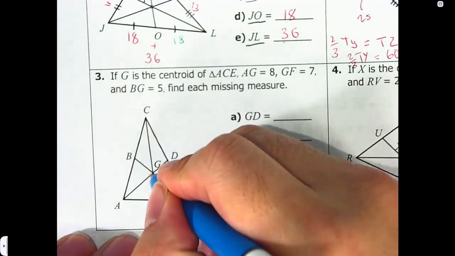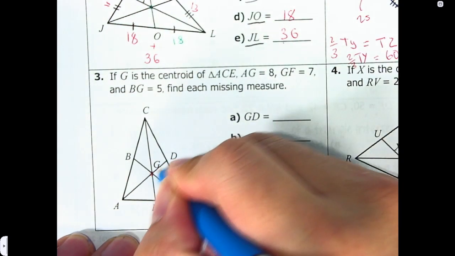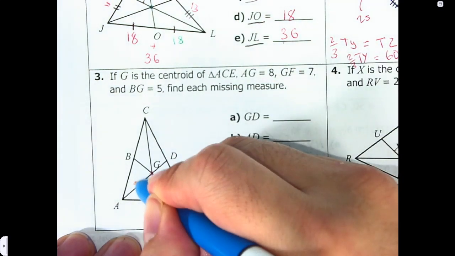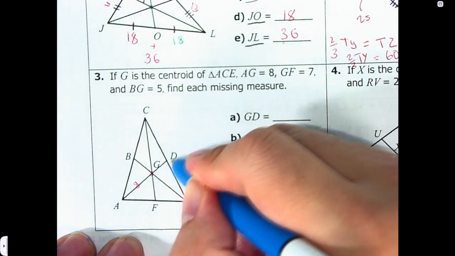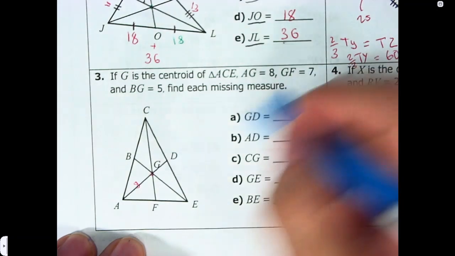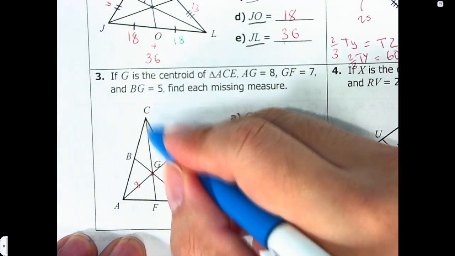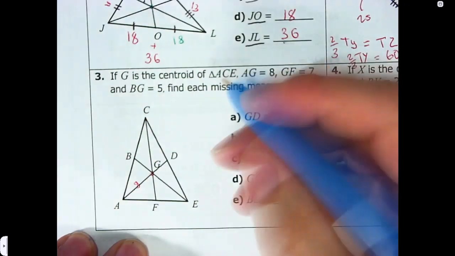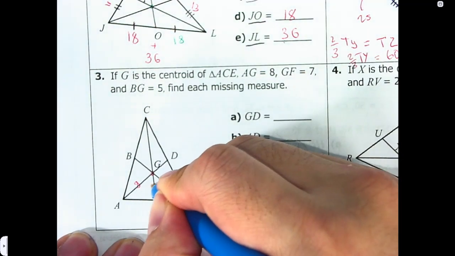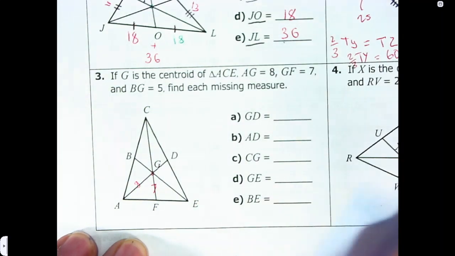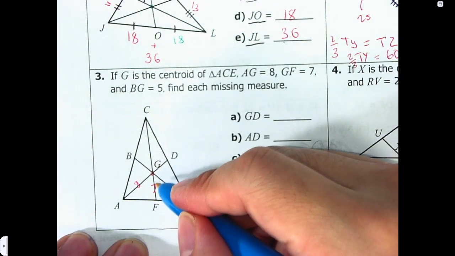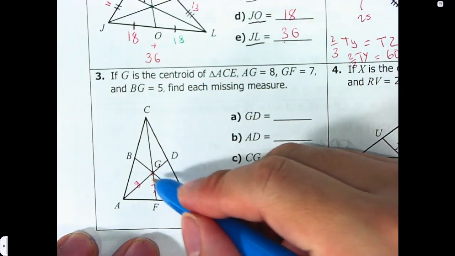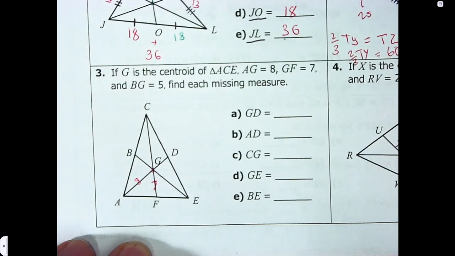G again is a centroid, so AG is going to be twice GD. AG in this case is 8, so GD can be found by taking 8 divided by 2. GF is going to be half of CG, because G again is centroid and CF is the median. No, you can find CG by multiplying GF by 2, since GF is the segment from the centroid to the midpoint.